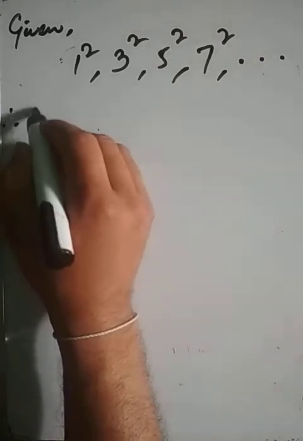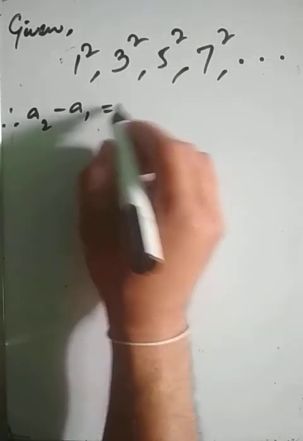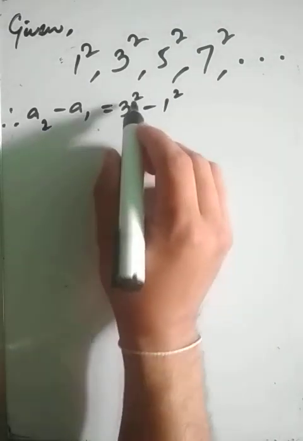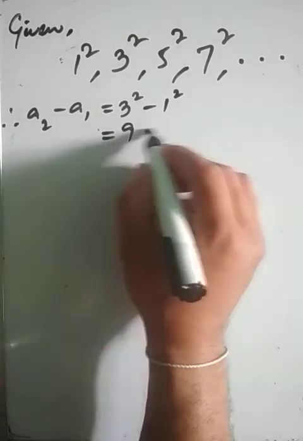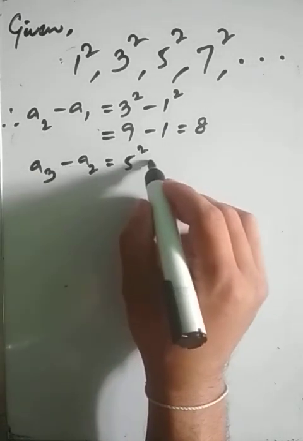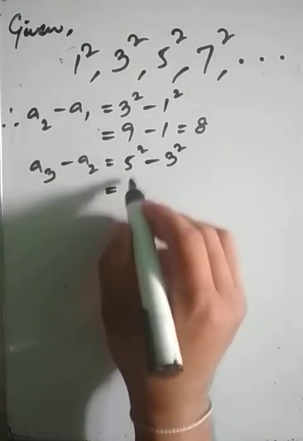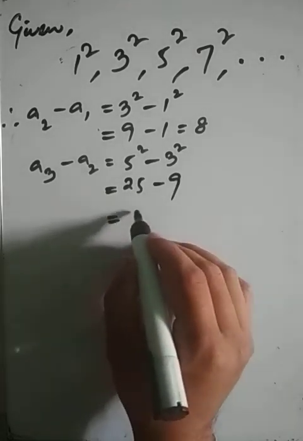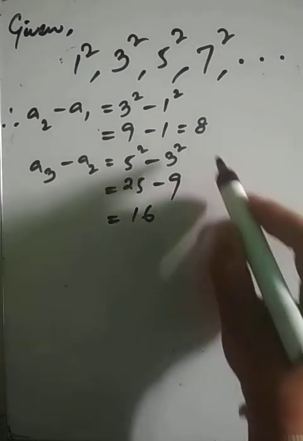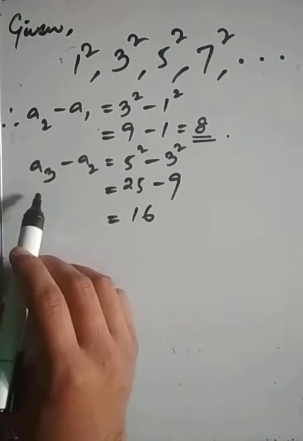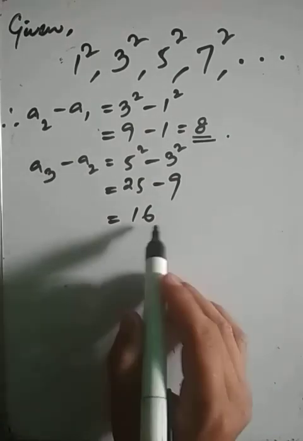So therefore second term minus first term will be 3 square minus 1 square. So 3 square minus 1 square means it will be 9 minus 1. So we get here 8. So next A3 minus A2 will be 5 square minus 3 square. Now 5 square means 25 and 3 square means 9. So 25 minus 9, we get here 16. So when I find the value of A2 minus A1, we get here 8. But when I get the value of A3 minus A2, we get here 16.